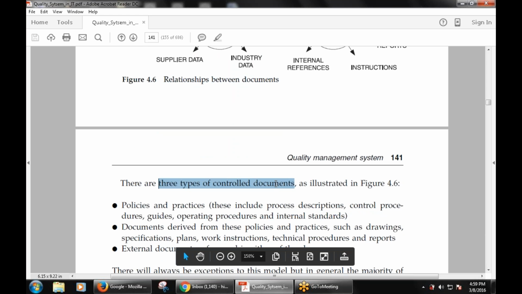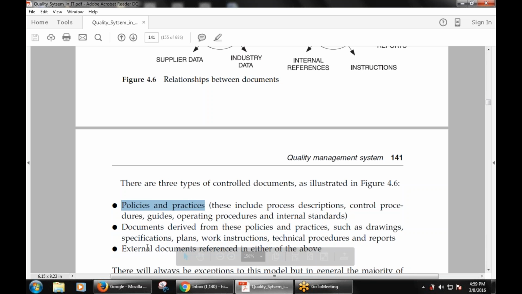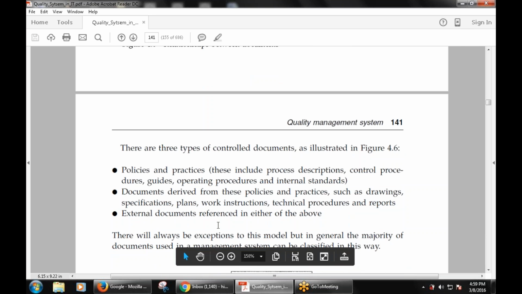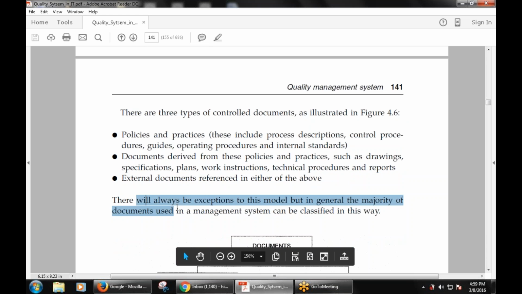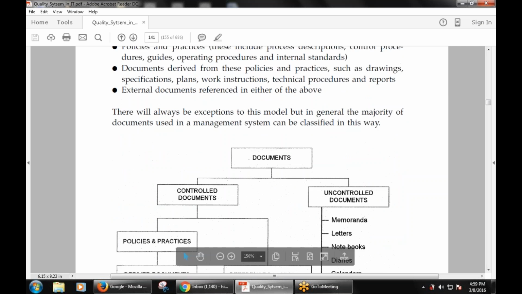And there are three types of control document that are illustrated. That is policies and practices, documents derived from these policies and practices such as drawings, specifications, plans, work instructions, technical procedures and reports. Then there are external documents referenced in either of the above. There will always be exceptions to this model, but in general the majority of the documents used in a management system can be classified in this way.